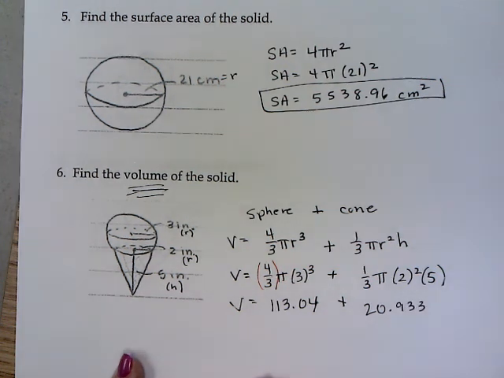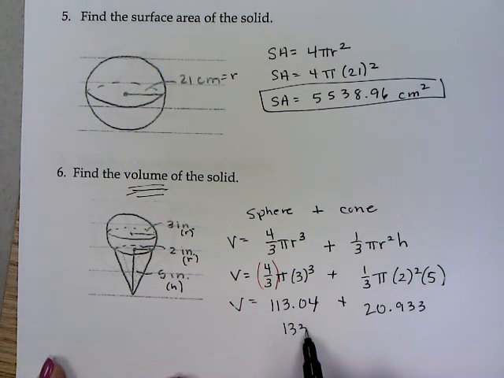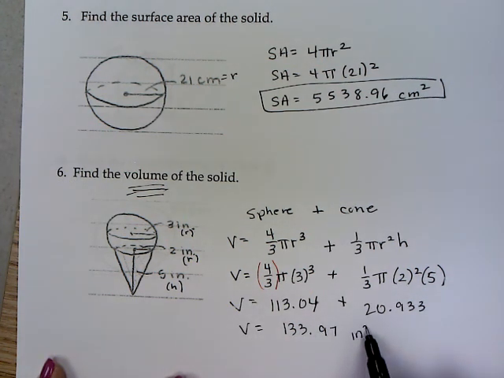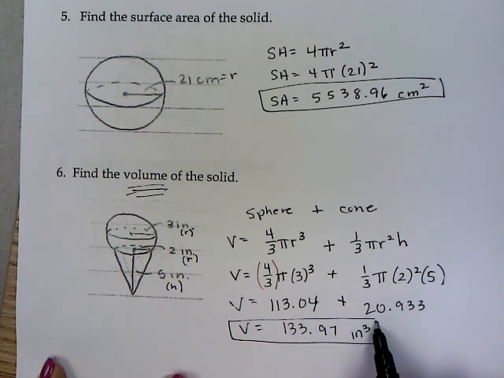And the 3 is going to repeat forever. I'm just going to take it out to there. Add it now to my 113, and I get 133.97, and because it's volume, it's cubed answers.